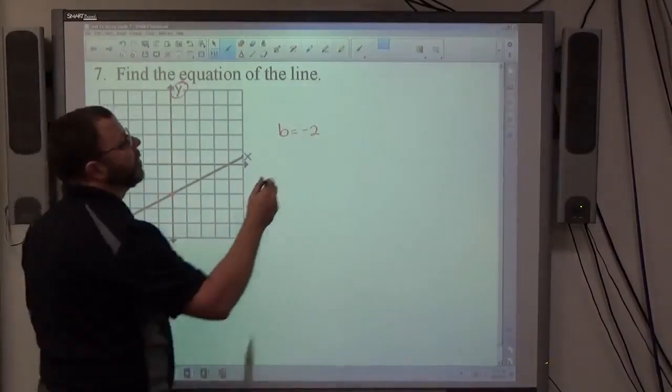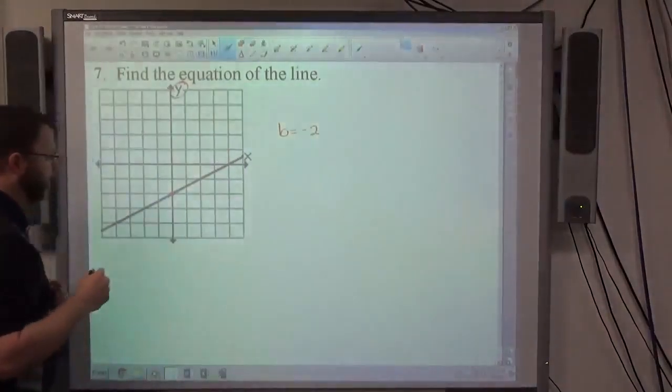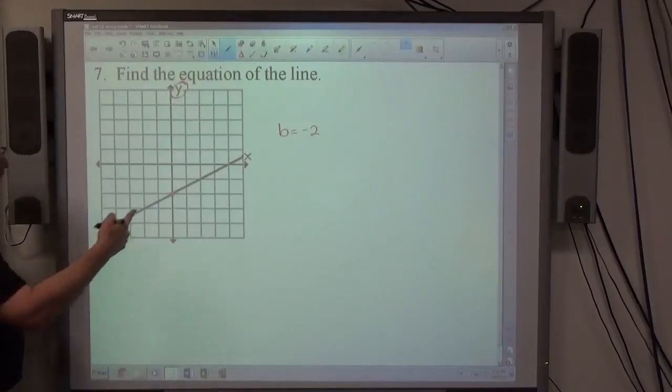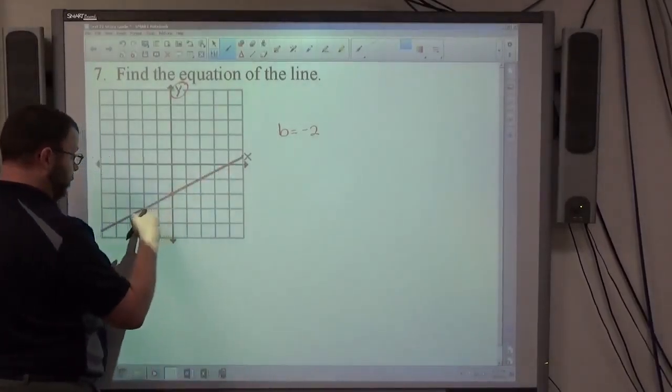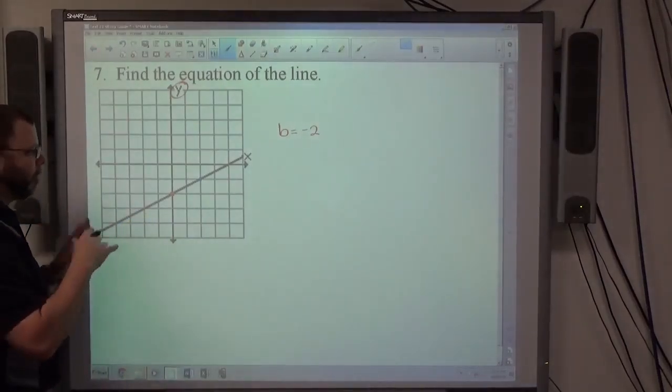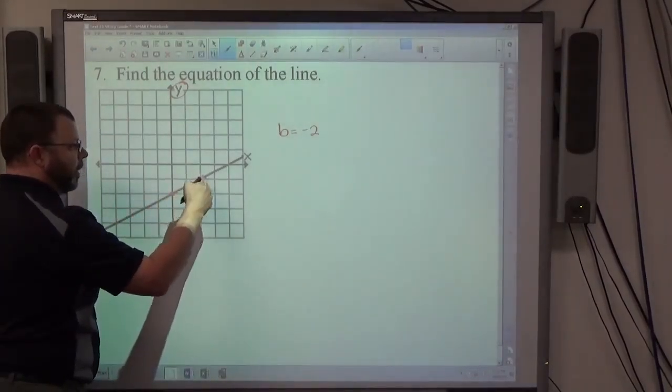The other thing I have to do is establish the slope. The slope is found by going from a point to another point. This is one point already there. Here's a second point. Here's a third point. Here's a fourth point, fifth point. Take as many points as you want, but all you need is 2 points. I'm going to pick these two.